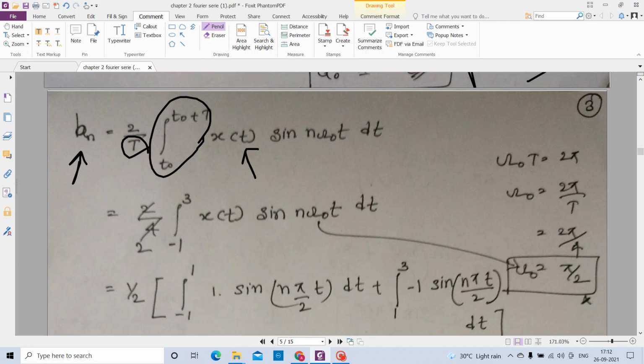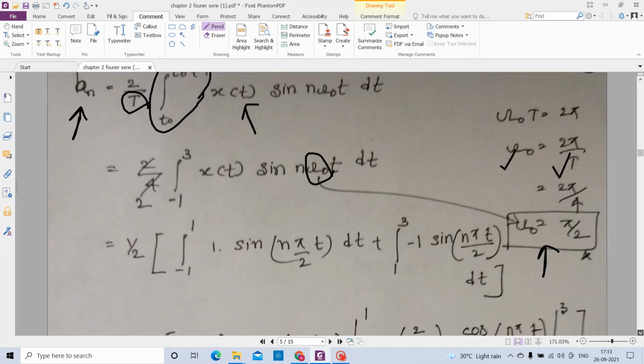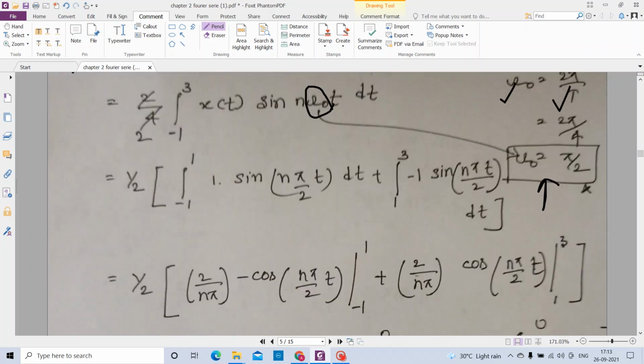Before that, we have to substitute the frequency value. We know how to determine the fundamental frequency, right? Omega naught is equal to 2 pi by T. If we substitute the T value of 4, we will get the omega naught frequency value as pi by 2. Then you have to substitute that pi by 2 as the fundamental frequency.